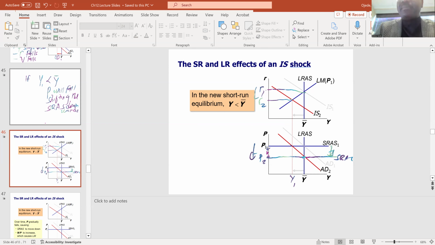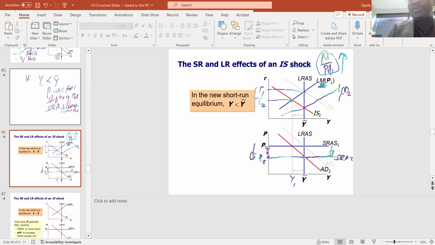But as price falls, remember we are on this point of equilibrium. When price falls, remember the LM curve is a function of price as well. The LM curve is derived from the money market equilibrium, M over P. So as price falls, the real money supply is going to increase, meaning that the LM curve will eventually shift to the right, to LM2.